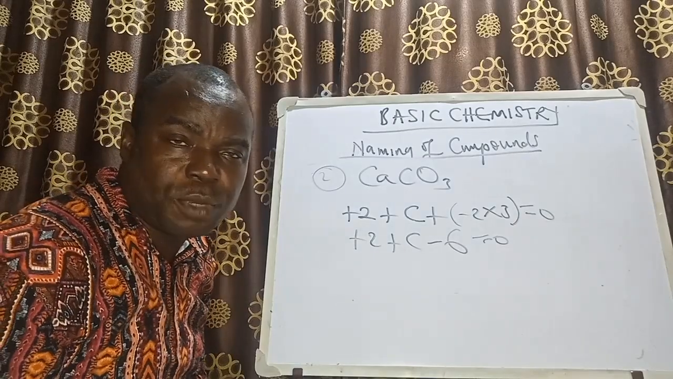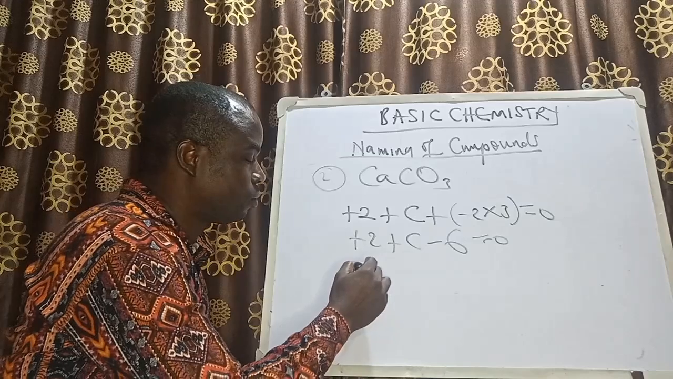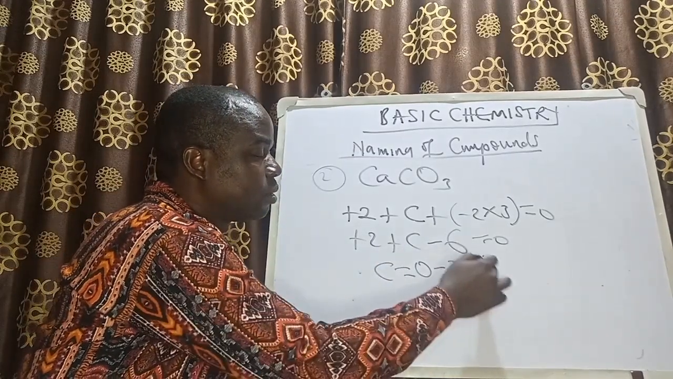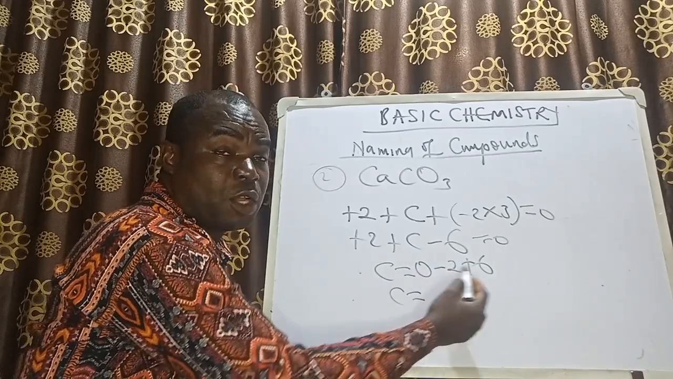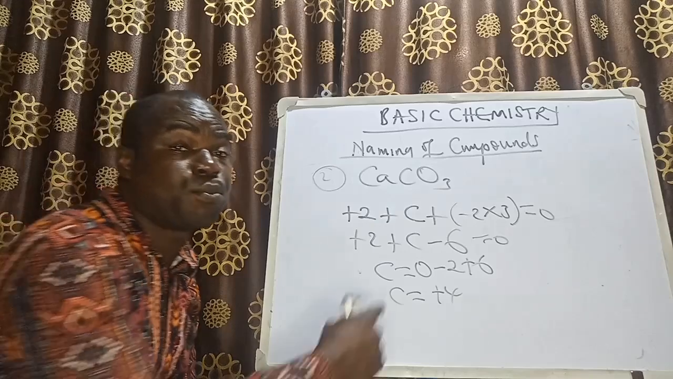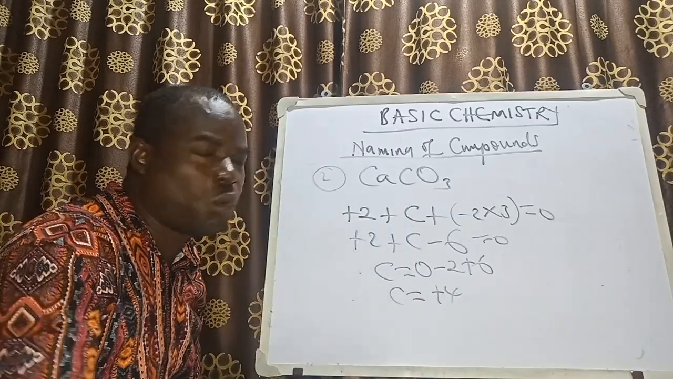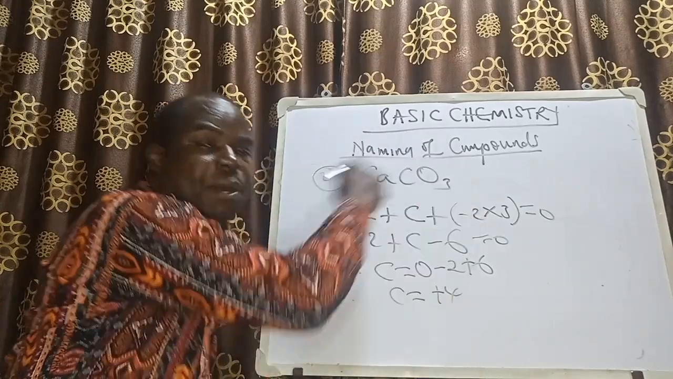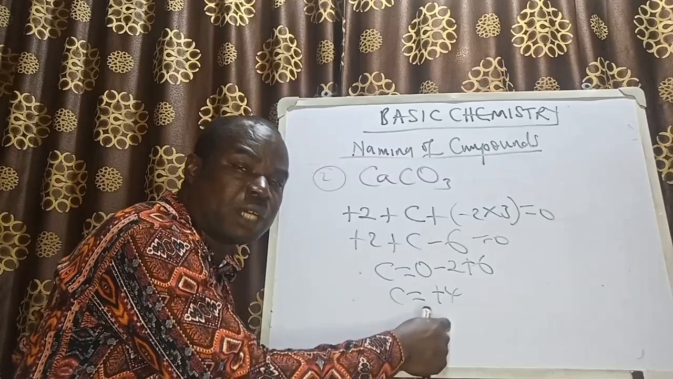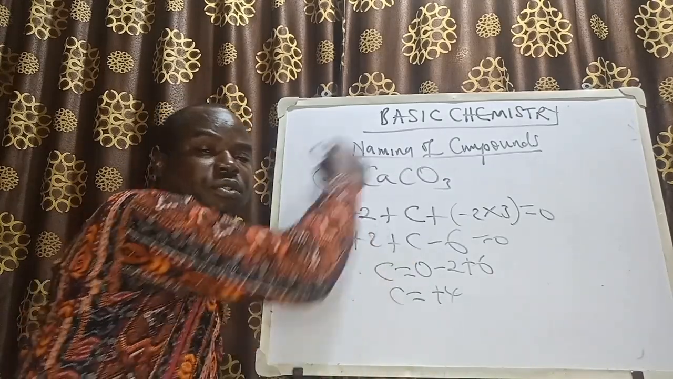We now make C the subject of the formula. So what do we have now? C will now be 0 minus 2 plus 6. If you do 0 minus 2 plus 6, you get +4. Now, this +4 is the oxidation state of carbon in this compound. I take it again. This +4 we have found is the oxidation state of this carbon in this compound.